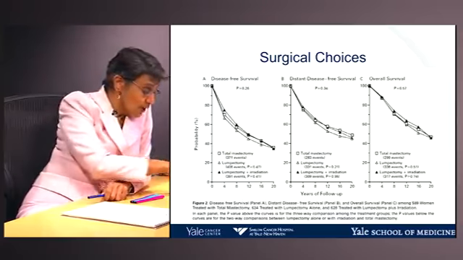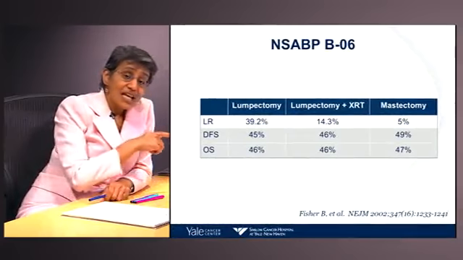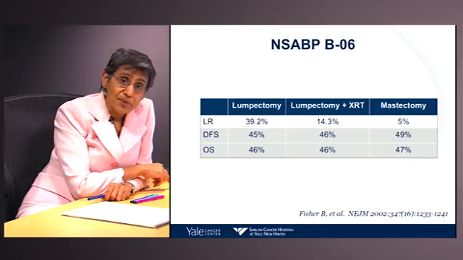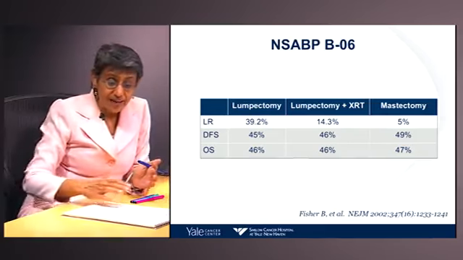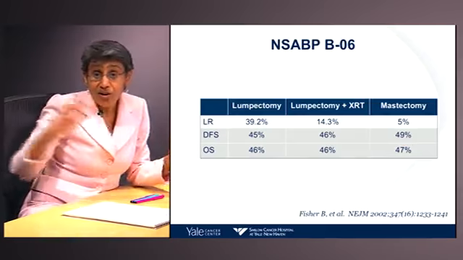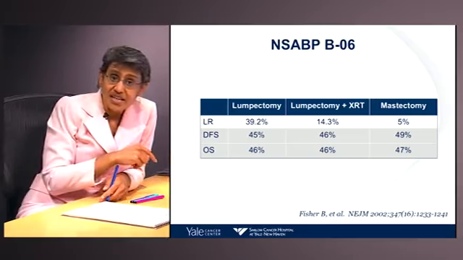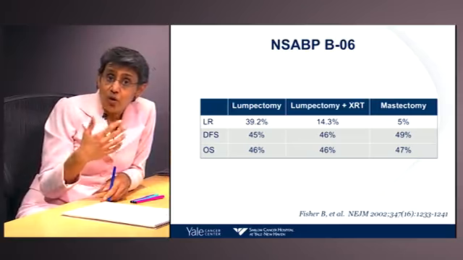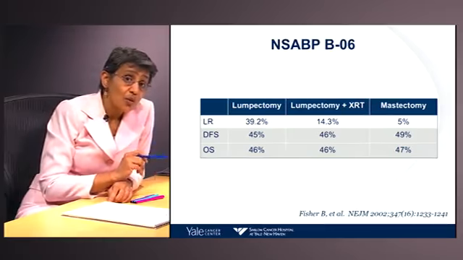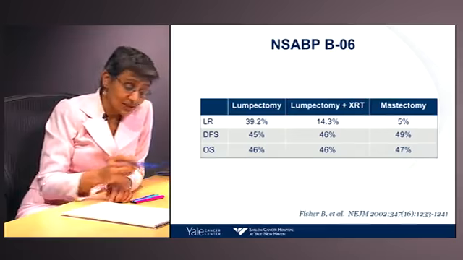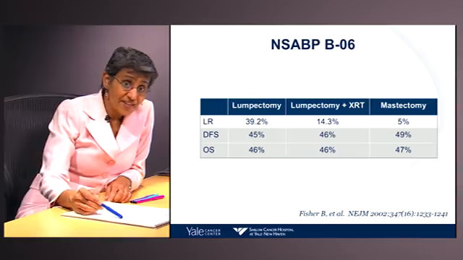Here's some data from one of the largest clinical trials that actually looked at these two options. This is the NSABP B06 trial, which randomized patients to either have a partial mastectomy or a total mastectomy. And as you can see from the bottom two lines of this table, disease-free survival and overall survival were exactly the same. The difference was in local regional recurrence rates. With a lumpectomy, 39.2%. With a mastectomy, 5%.